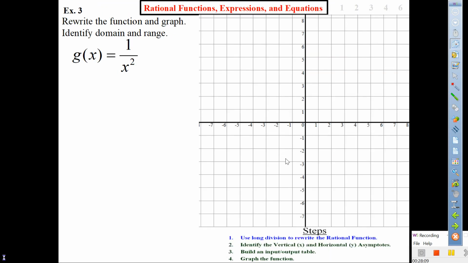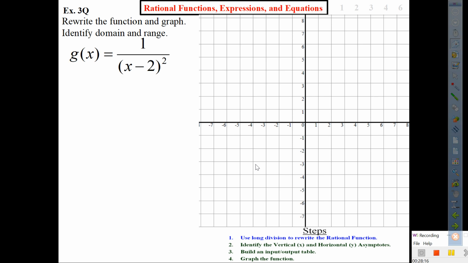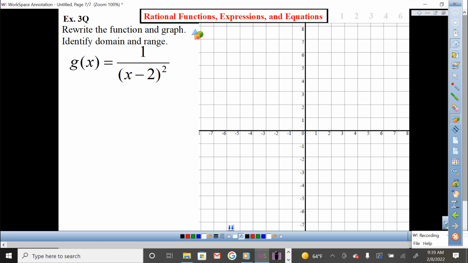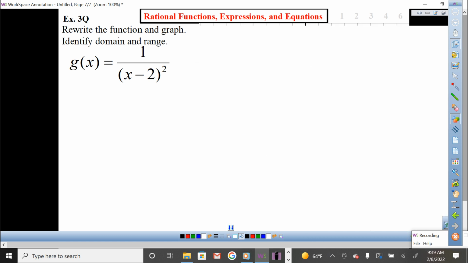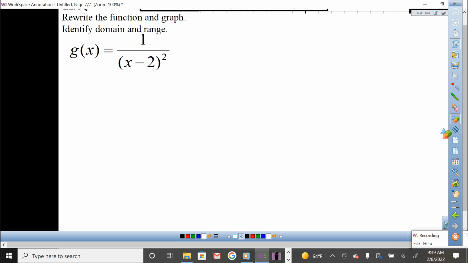Let's move on. Example 3Q, copy this one. So, let's graph this one, but without a table. Let's go.